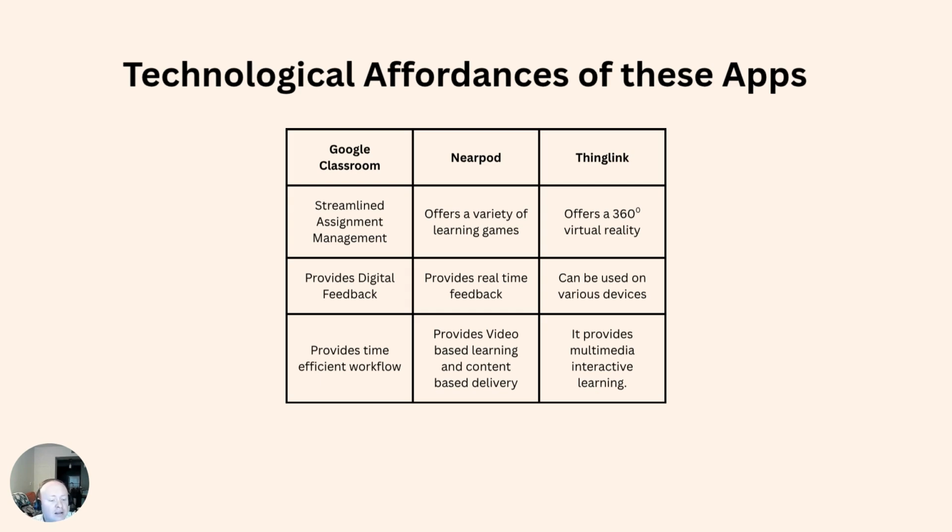Okay, so the next app is ThingLink. So ThingLink offers a 360 virtual reality view. Students can use this app to turn all around. It can be used on various devices. So it can be used on smartphones. It can be used on computers. It can be used on multiple different computers. It's not bound to just one device. Next, it provides multimedia interactive learning. So our students are able to interact with each other. They are also able to use it through multimedia voice, videos, and so on.